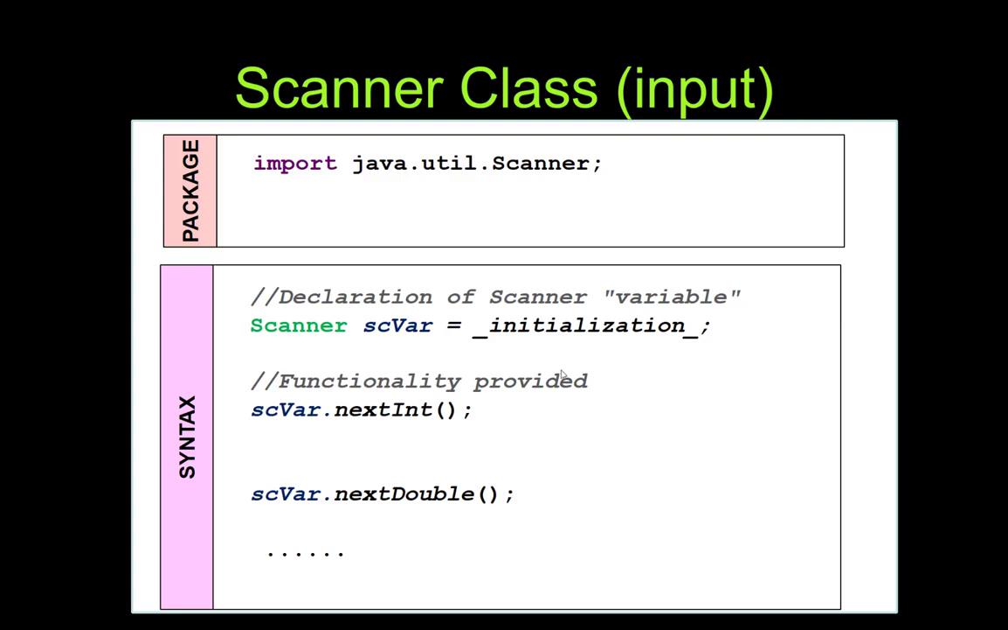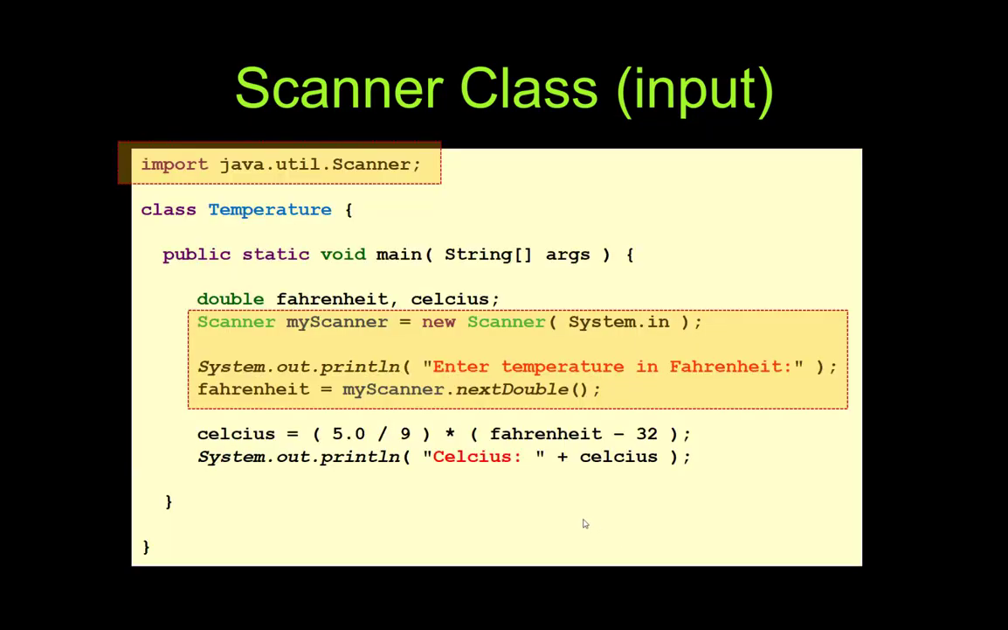To finish up this video, we'll take a look at some useful classes. The Scanner class, which is for input. To use it, you need to import java.util.Scanner. And the scanner is a variable with some initialization to know where to get the input from. And then you can get the next integer or the next double and so on. Here is an example. This is a program to convert the temperature from Fahrenheit to Celsius.